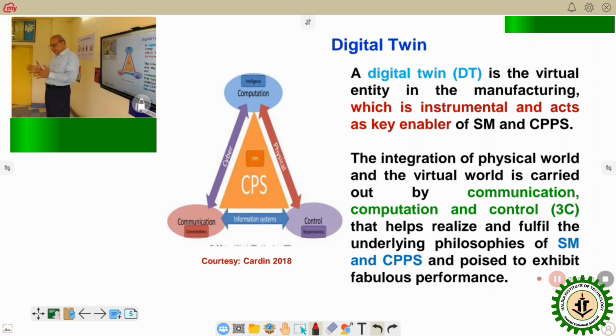This twin is not in the physical form, but it is the digital representation of the physical world, of the physical process, of the physical equipment, or the product, whatever it may be. That is what exactly is called the digital twin. In the digital twin, data will flow from the shop floor, and after the organization and the computation, the resulting information will be utilized for controlling purposes.